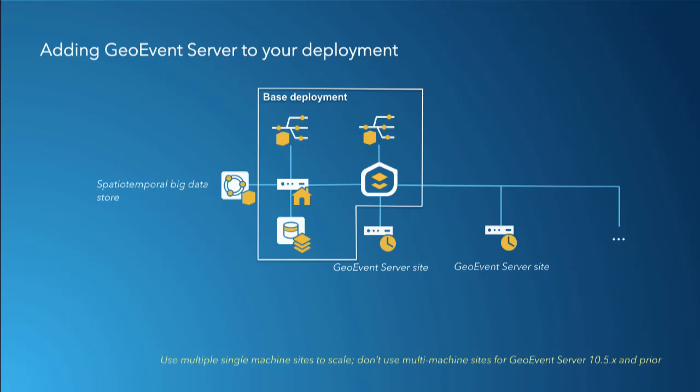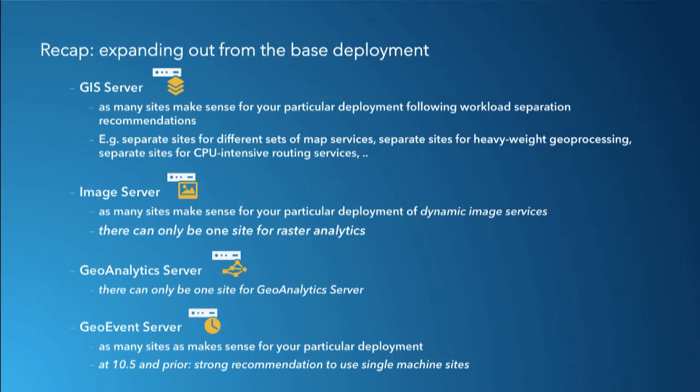So that's a relatively quick run-through of the different server roles and how they behave. A little bit of a recap here: you'll notice there were different models, right? The GIS Server, you can have as many as you want, and you can always scale it out by adding additional machines to existing sites, or scale out by creating completely separate sites for different workloads. Image Server, if you're looking for image services, behaves in the same fashion. You can have as many sites as you need. But Raster Analytics behaves according to the Highlander model of there can be only a single site.